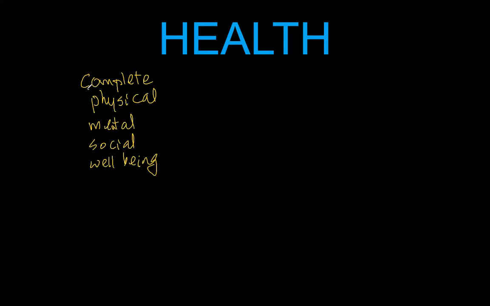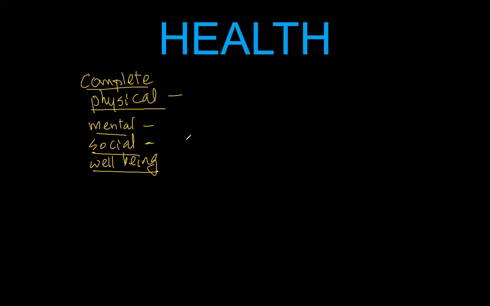Health is a complete physical, mental, and social well-being of an individual. What does that mean? Physical means on your body there should not be any sickness. All your organs should function well, your eyes, your ears, every body part. Mental means your mind should be sound. You should have good mental health. If you have a problem with your mind, then you are not supposed to be healthy.